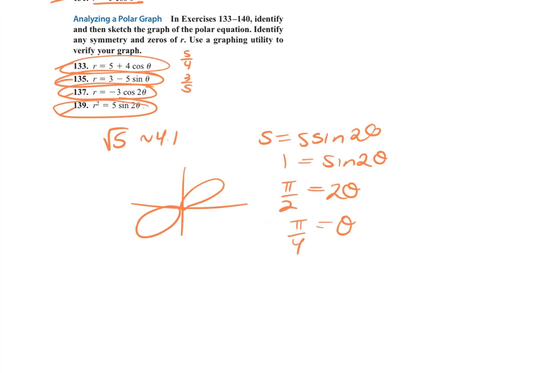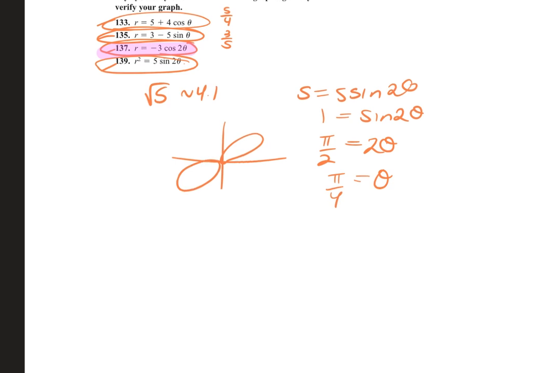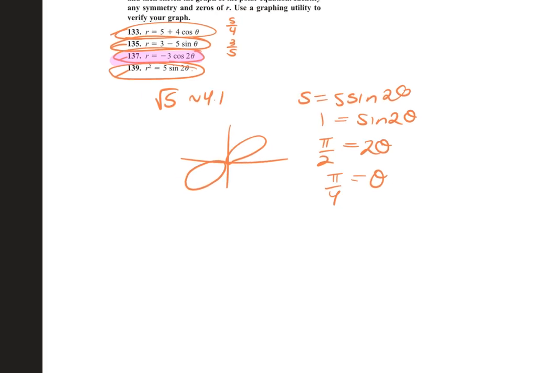137, first of all, look at this question. Every single one of you should be able to identify what type that is. What is it? 137 is a rose. What's true about it? It has 4 petals. Petal length is 3. Okay. And what kind of symmetry? All 3, because it's even.